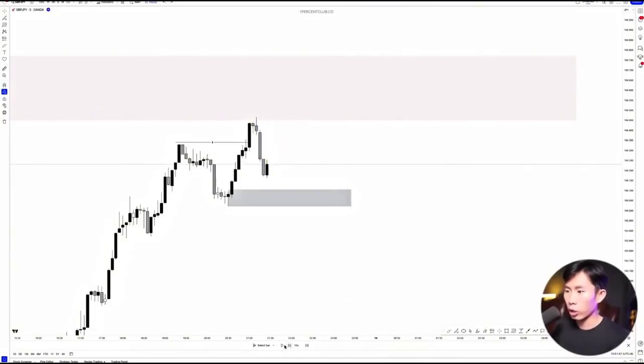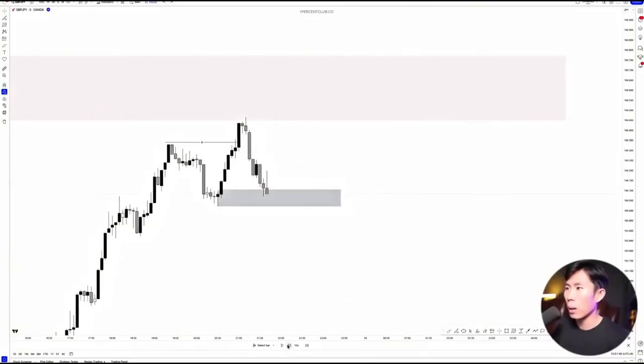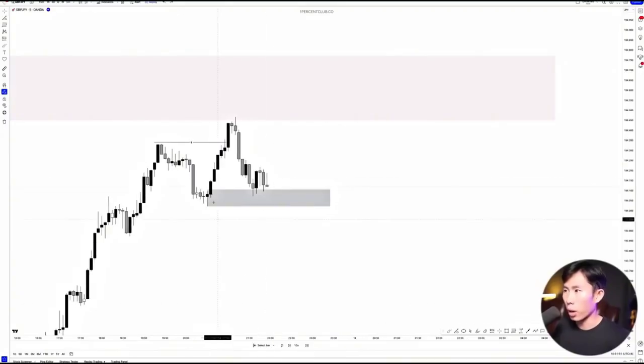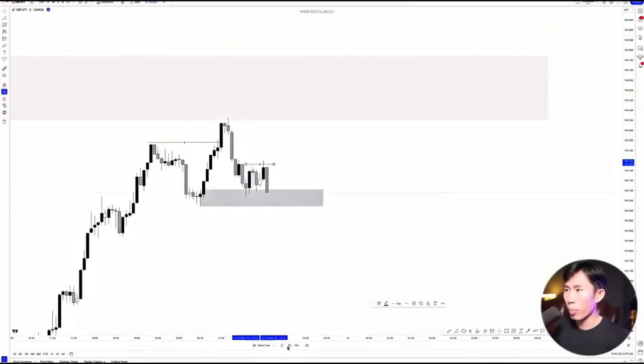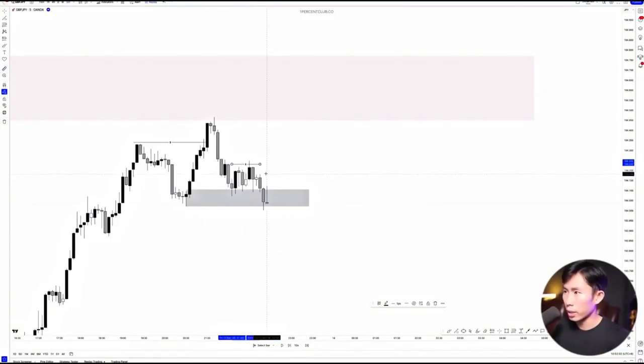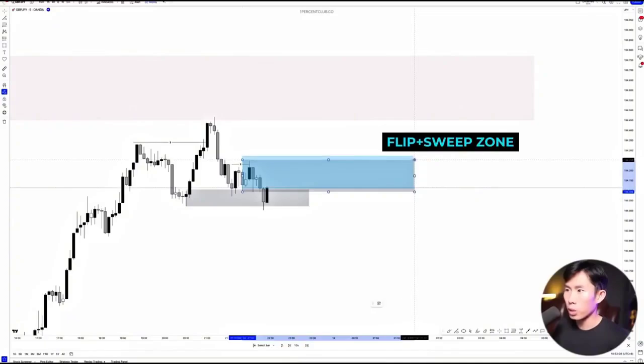Okay, so now let's just continue to play price forward and see what price does. Boom, failed reaction is being formed right here. You can see a beautiful swing high being formed right here. Okay, we know that there's available liquidity right here. Wait for that liquidity to be swept as well. Okay, you can see right there, price actually swept the liquidity above this swing high. That is where we have our beautiful flip plus sweep zone right there, ladies and gents.